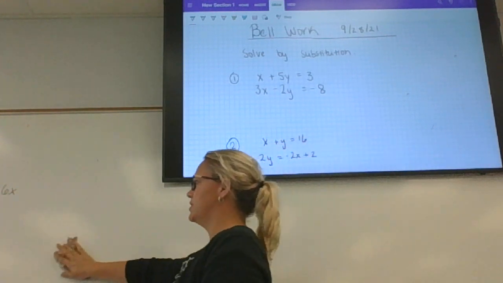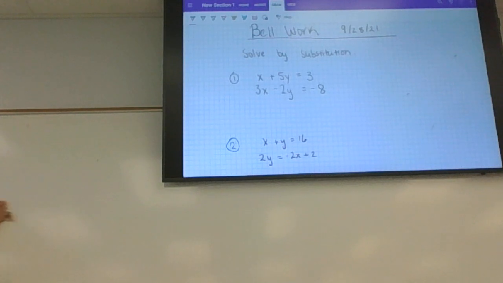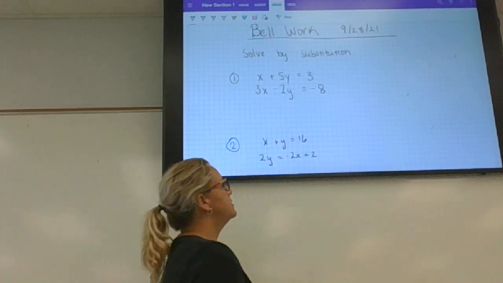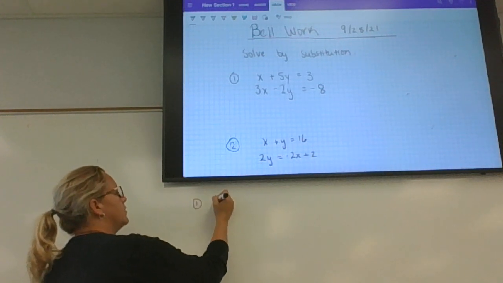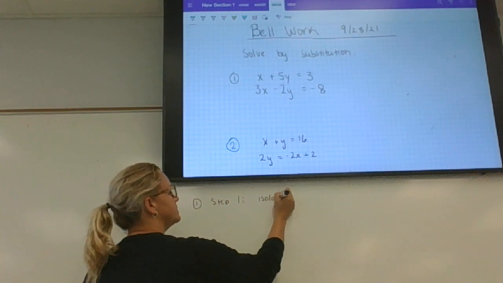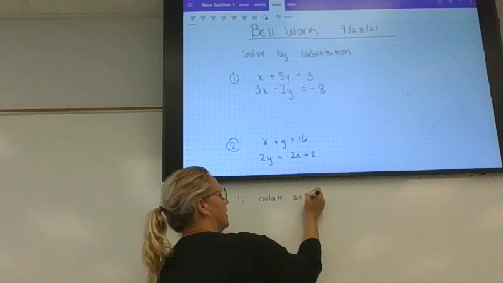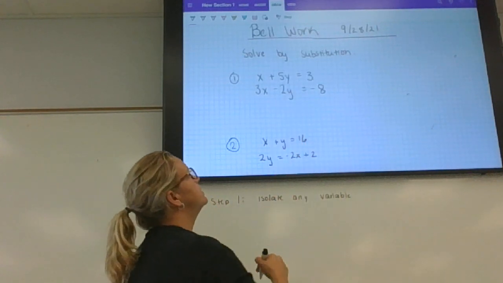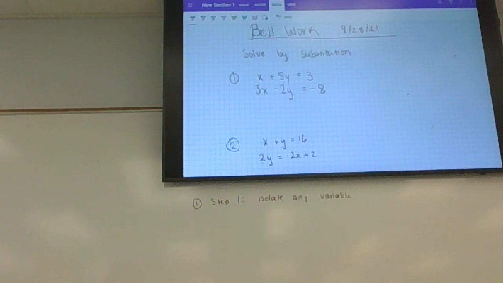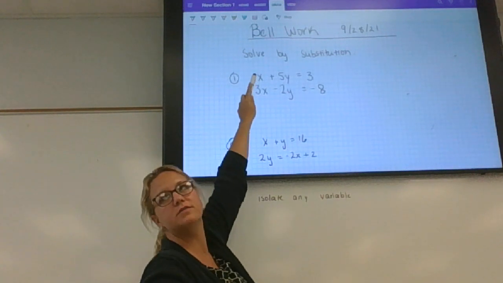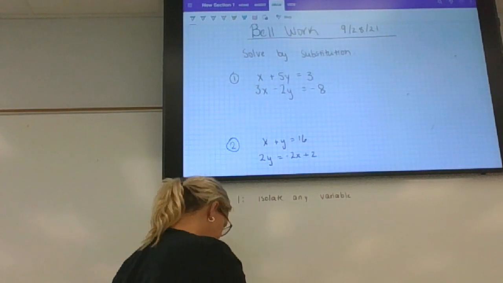Solve by substitution. So to substitute means replace. You want to replace things. So our goal is to be able to replace one of the variables. So step one is to isolate a variable, any variable you want. You can pick x or y in the first equation or the second equation. The variable that's easiest to isolate has a coefficient of 1. So we're going to isolate x here.